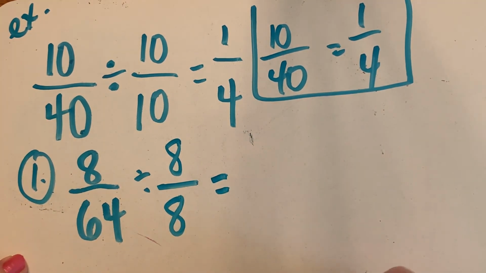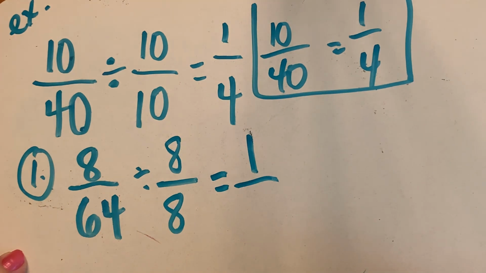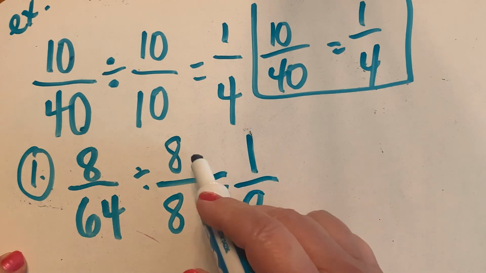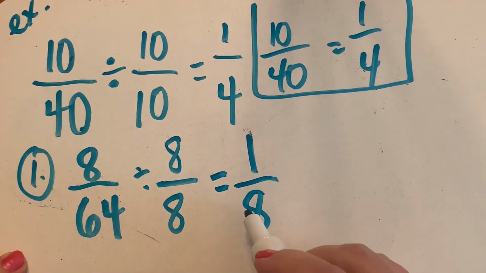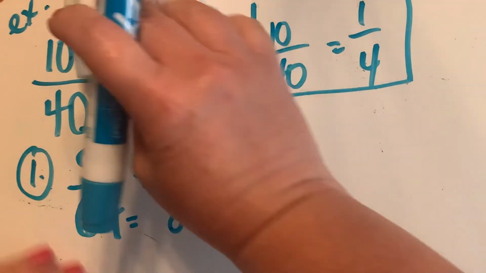8 divided by 8 is 1. 64 divided by 8 is what? You're right, 8. Check it. 1 times 8 equals 8. 8 times 8 equals 64. So that's number 1. We have done number 1 together. Let's go on to number 2.